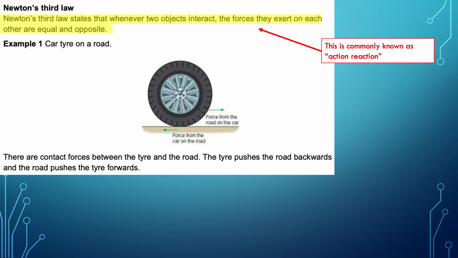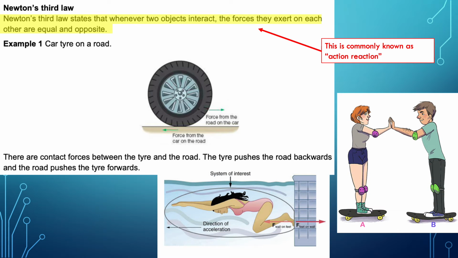Okay, some other examples are two people on skateboards, and when they push off of each other, they're going to exert an equal and opposite force off of each other. Okay, so A and B, they're going to go in opposite directions, probably towards their back. Right. And then another example would be a swimmer who is pushing off the wall to go forward.